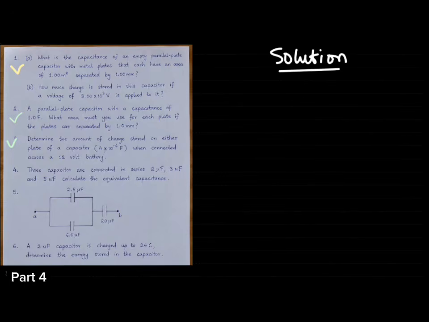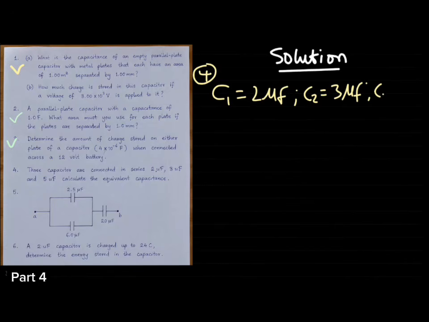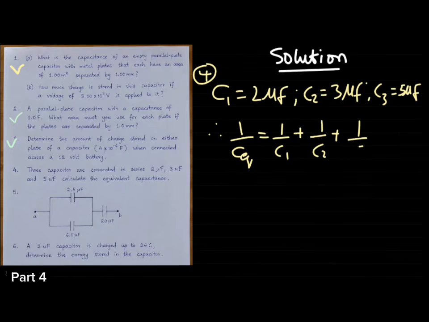3 capacitors are connected in series. C1 is equal to 2 microfarad. C2 is equal to 3 microfarad. C3 is equal to 5 microfarad. Calculate the equivalent capacitor. 1 all over C equivalent is equal to 1 all over C1 plus 1 all over C2 plus 1 all over C3.